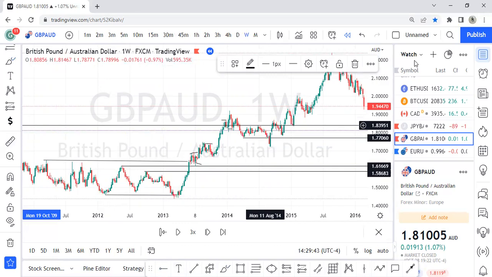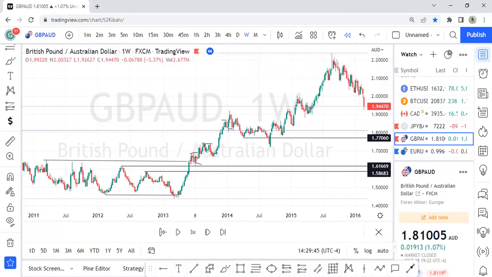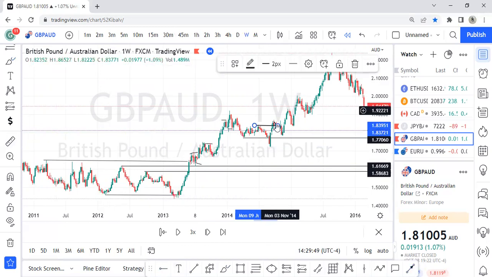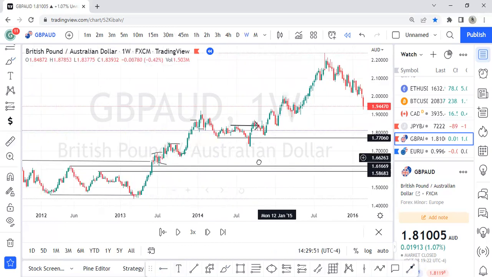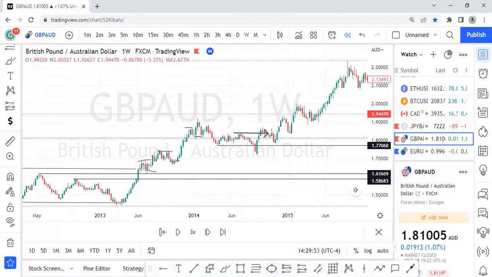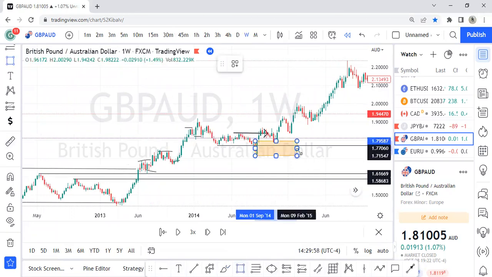So when that BOS happens, what do I mean by break of structure? That's when the market goes above the high. So the market clearly tipped its hand that it was trying to go higher, right? So look at it here. The market dropped down, came for this other block, and then went higher. So let's say the market drops down.